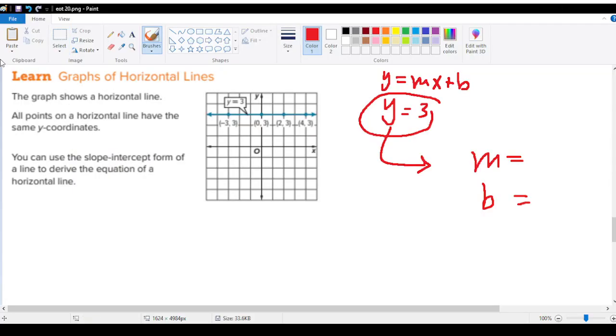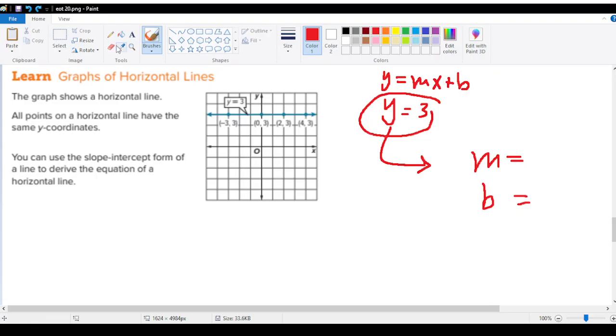So we will talk about graphing the horizontal lines, and the horizontal line is y equal 3. This is an equation for y equal 3. I want Shamsa to compare this equation to this equation and find the value of m and b. What do you think is the value of m? Do you have any clue?